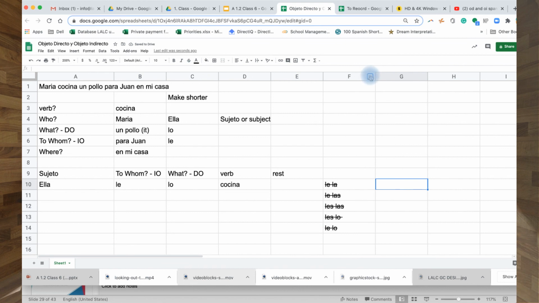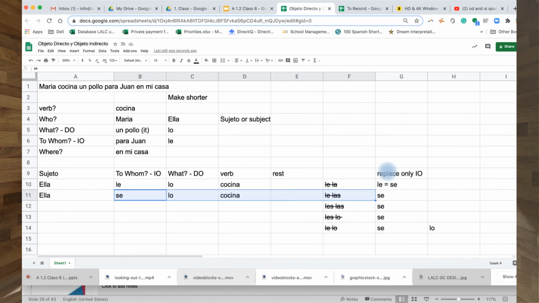But the way that we solve this is we're going to replace only the indirect object. The le is going to be replaced with se, okay? So se, it doesn't matter if it's plural or singular, it's always se. And in this case it will be se lo, right? Se lo. So you replace only the indirect object with se, then you keep the direct object, and this is how you say, ella se lo cocina, which would mean she cooks it for him, okay? She cooks it for him. That's how you make it shorter.